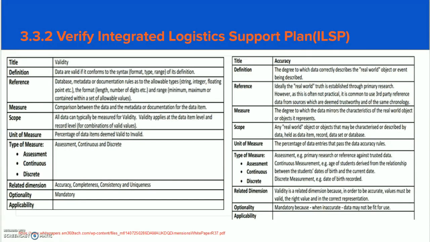This is an example of how we will manage data collected. We will provide a definition of what we consider each data quality dimension means. We will provide the measure, scope, and types of measure in order to manage the data.